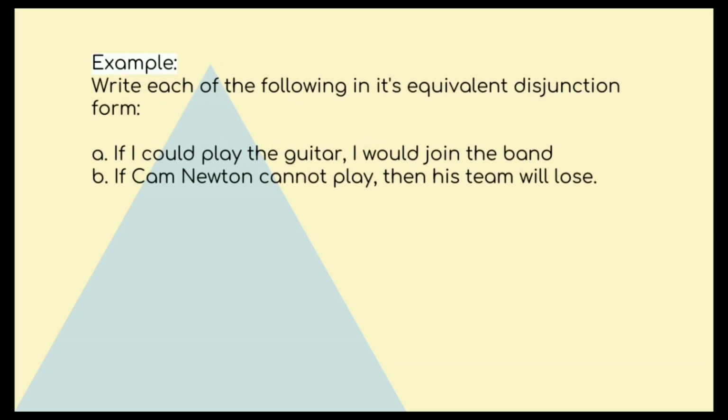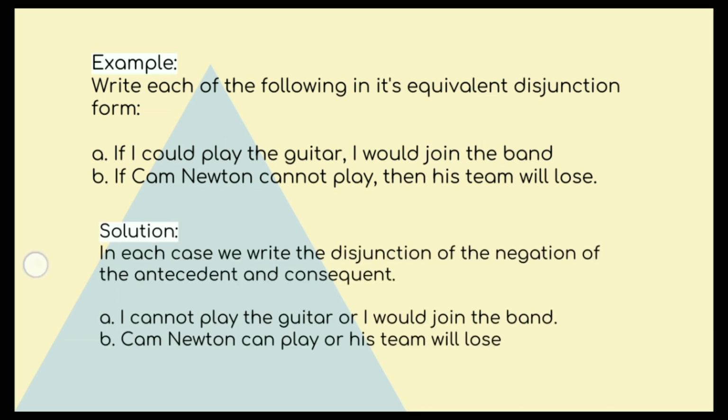So, for this first example, we are asked to write each of the following in its equivalent disjunction form. For letter A, if I could play the guitar, I would join the band. For letter B, if Cam Newton cannot play, then his team will lose. For this solution, in each case we write the disjunction of the negation of the antecedent and the consequent.